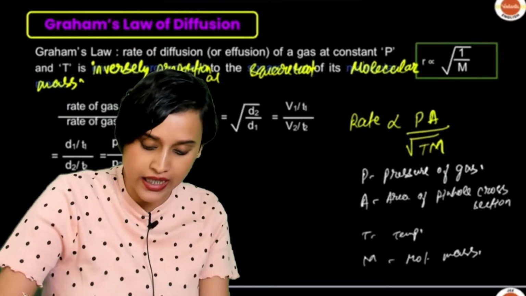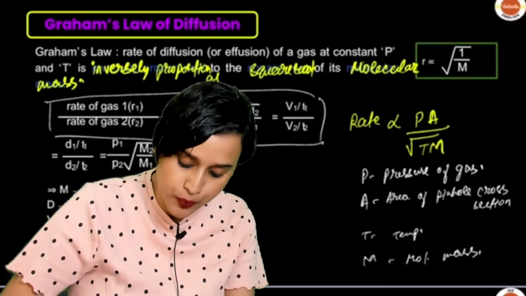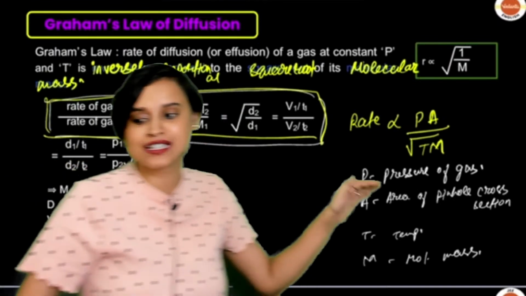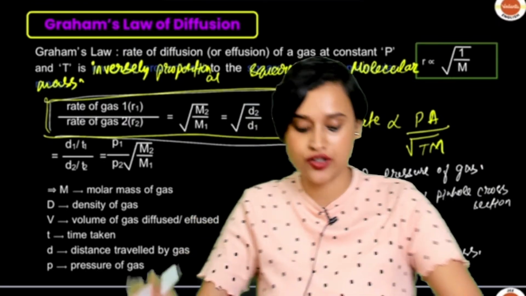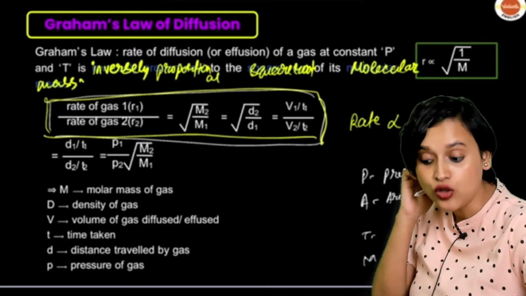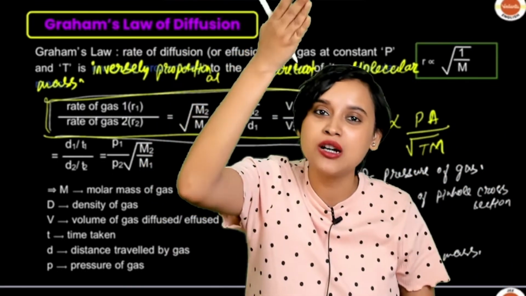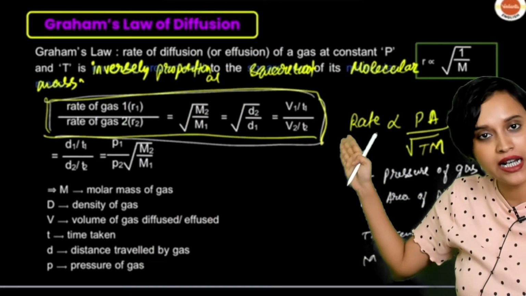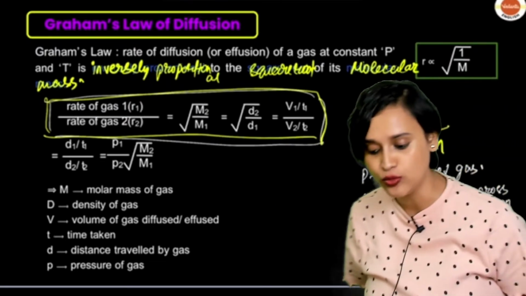Now suppose in your exam you get a problem where you have to find the ratio. Then this, my dear student, this thing that you see on your screen: rate of gas 1, that is R1, divided by R2 will be equal to what? Nothing, just the square root of the molecular mass of 2 divided by the molecular mass of 1. Easy peasy. Or what you can do is take it as D2 by D1.